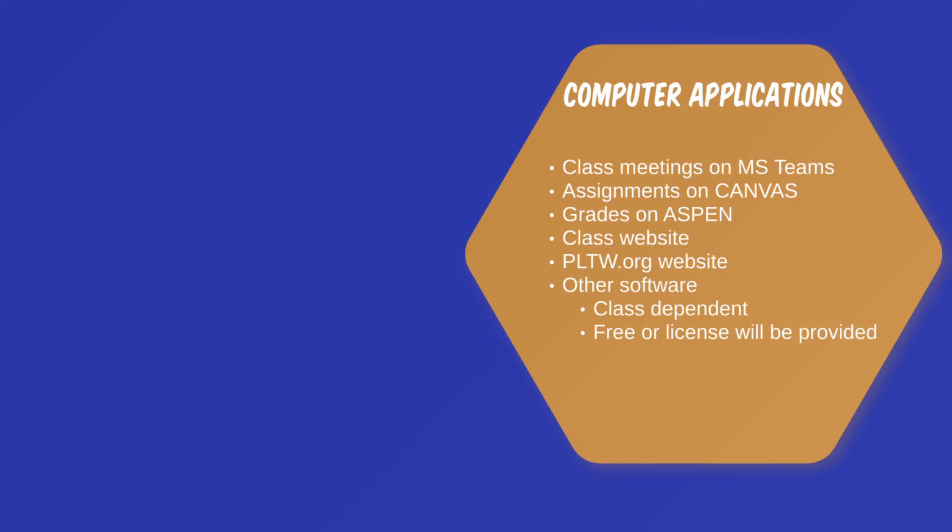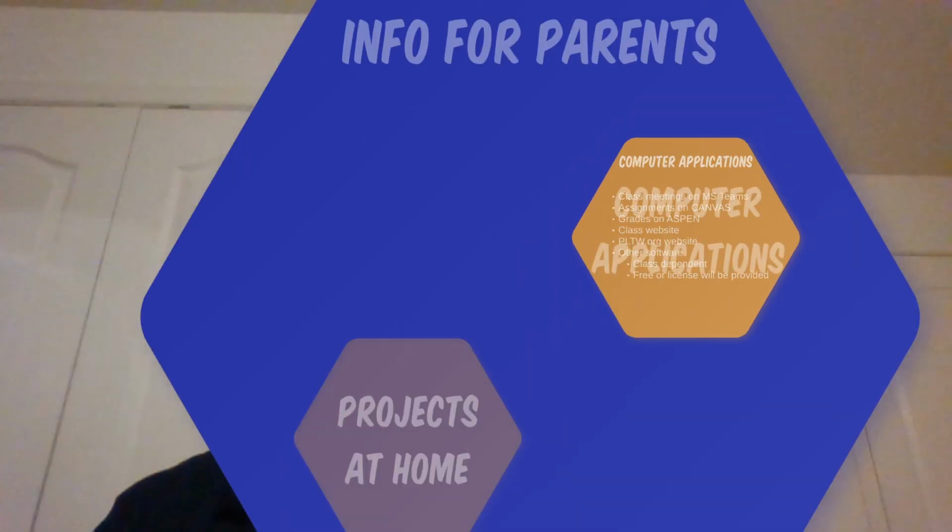The next one is the pltw.org website. Your students also have a login for that website. A lot of our class materials will be there, and that's a nationally accredited curriculum for teaching engineering. It's a great curriculum. We're going to use a lot of stuff from that website. The other software will be class dependent, and it will either be free or I will give you a license, right? It'll be free to you. Even if the school has to pay for the license or DCPS has to pay for the license, you will not have to pay for the license. So we'll get to those as we progress through the semester.